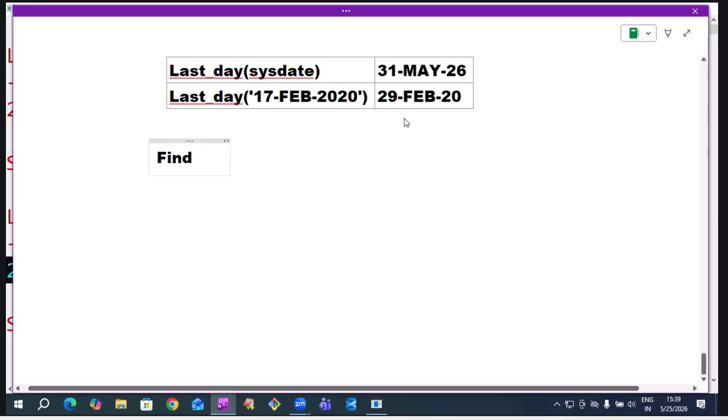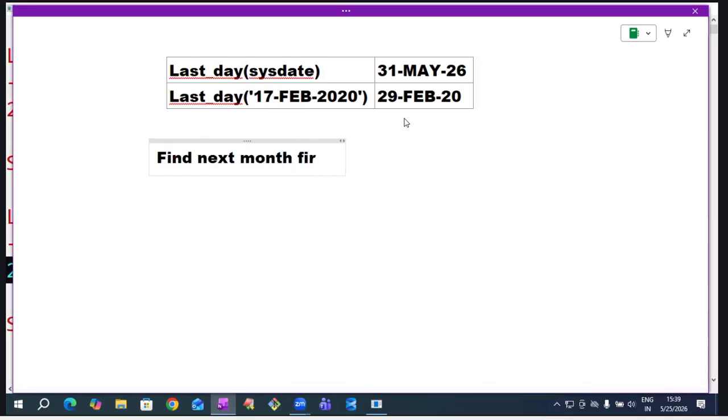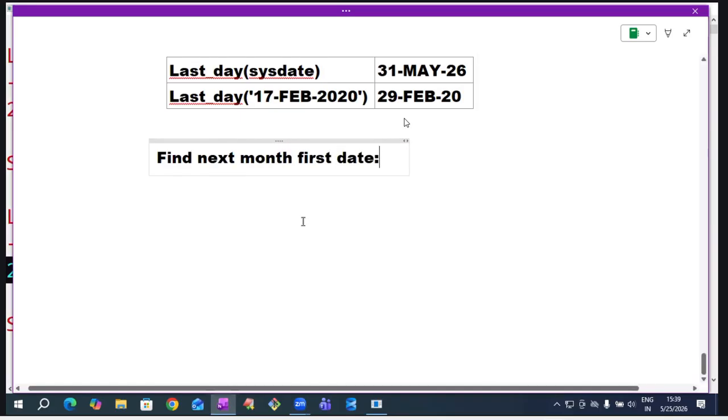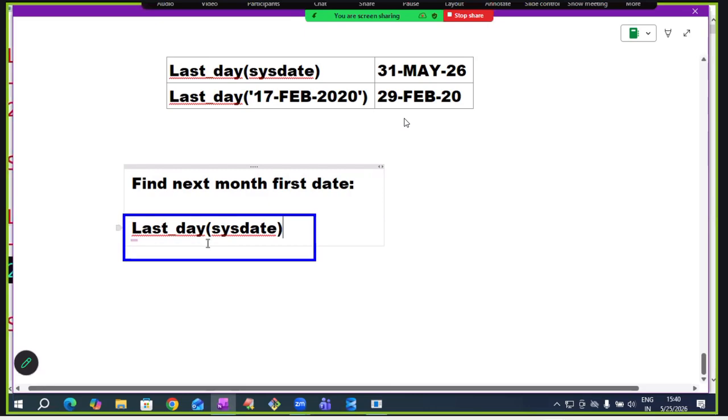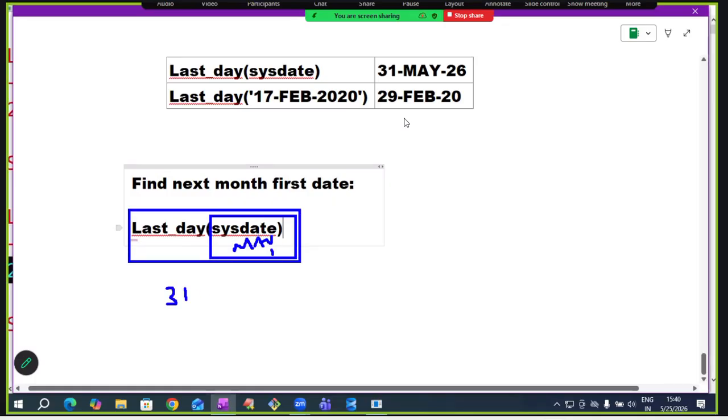Suppose the question is like this. Find next month first date. What we have to write, sir? First find last day of current month. Last day of sys date. So today's date falls under May month. So in the May month last date we get. Means we get 31st May here. But we want to get next month first date. So to this date, how many days we need to add now? 1 plus 1.